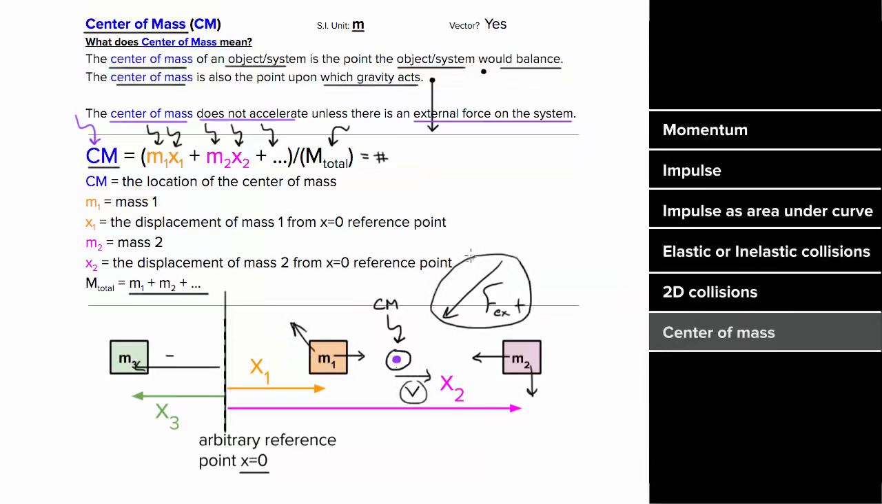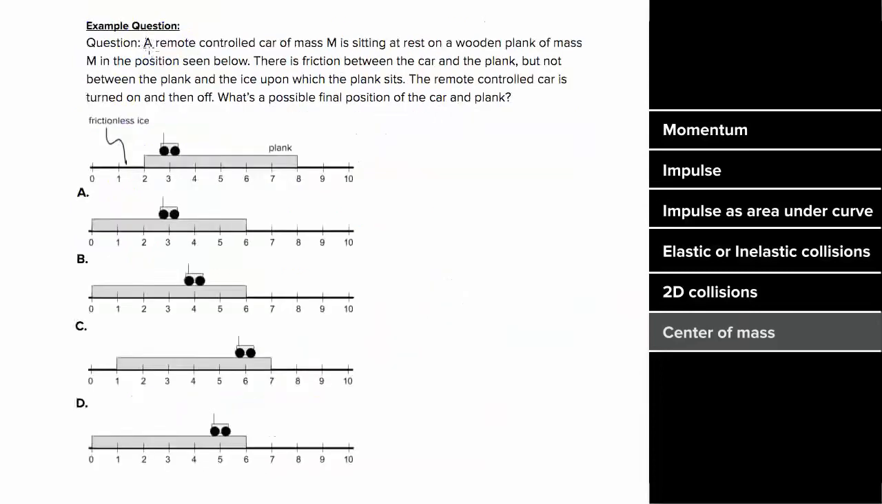So what does an example problem involving center of mass look like? Let's say a remote control car of mass m is sitting at rest on a wooden plank also of mass m in the position seen here. There is friction between the wheels of the car and the plank, but there's no friction between the plank and the ice upon which the plank is sitting. Now the remote control car is turned on and off. What would be a possible final position of the car and the plank?